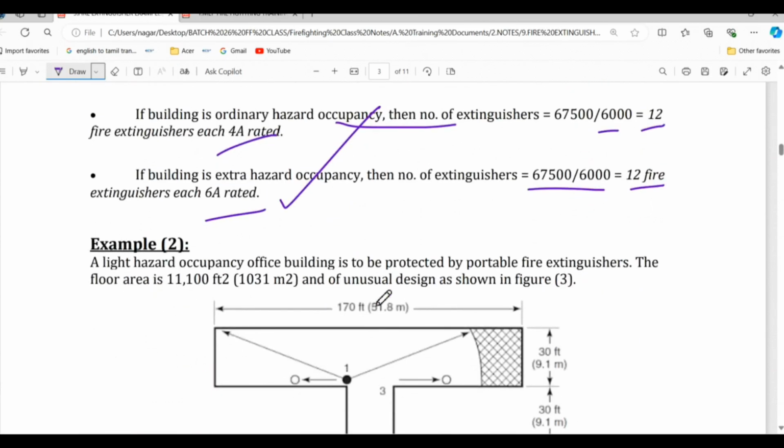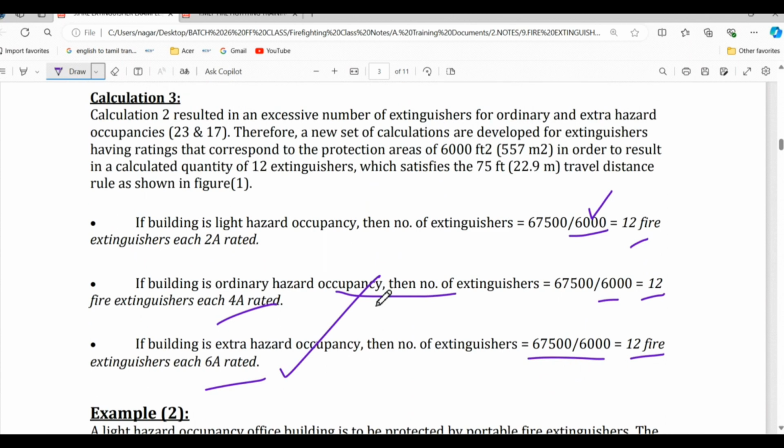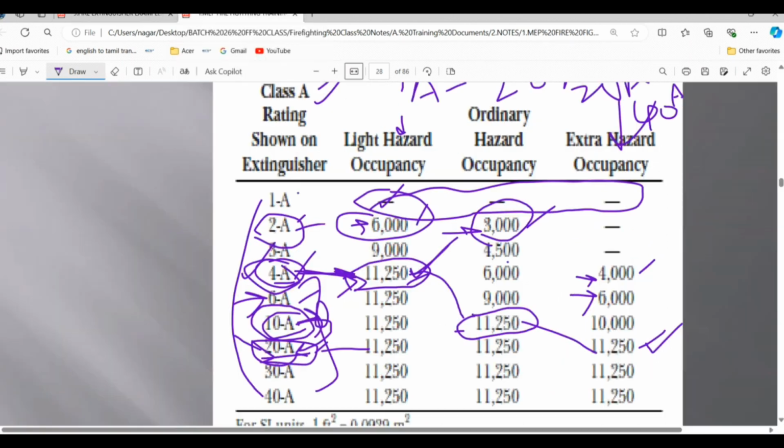Now if you try, what will happen? The quantity will be slightly modified. Similarly, you can select the rating from here, and you can choose the number of fire extinguishers. If you feel it's too much quantity, then you increase the rating and you increase the protection area. So you can adjust the protection area and the rating based on your site condition.